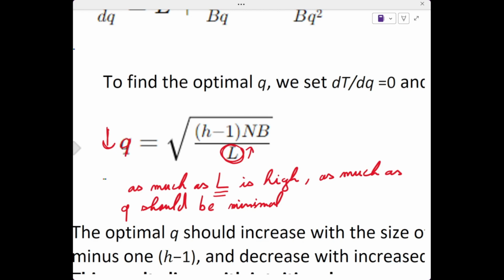At the same time, if the bandwidth is high, we can take advantage of splitting the message into many packets. If the number of hops is high also, and if the size of the message is high, these three factors, if they are high, this will contribute in increasing the number of queue. But if the latency is high, the queue should be decreased.